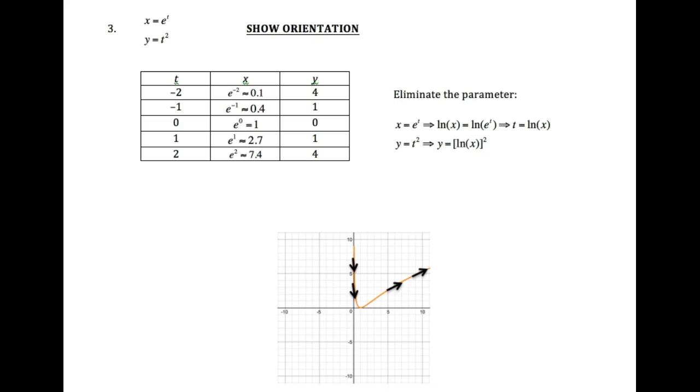And eliminating the parameter, well, the inverse of e to the t is the natural log. So you take the natural log of x is equal to the natural log of e to the t. Solve that, you get t is equal to the natural log of x, since the natural log and e to the t reverse one another. And you get y is equal to t squared, or y is equal to (ln of x) quantity squared. And again, show your orientation on the graph.